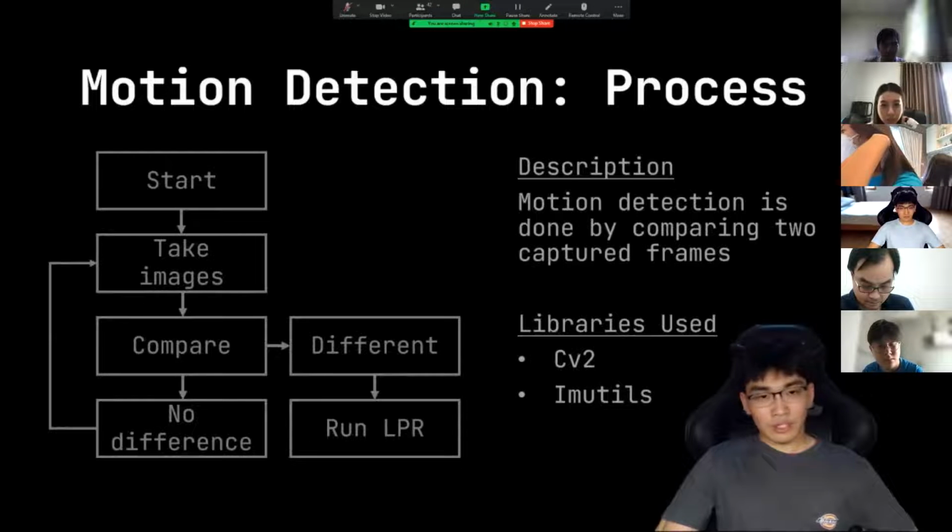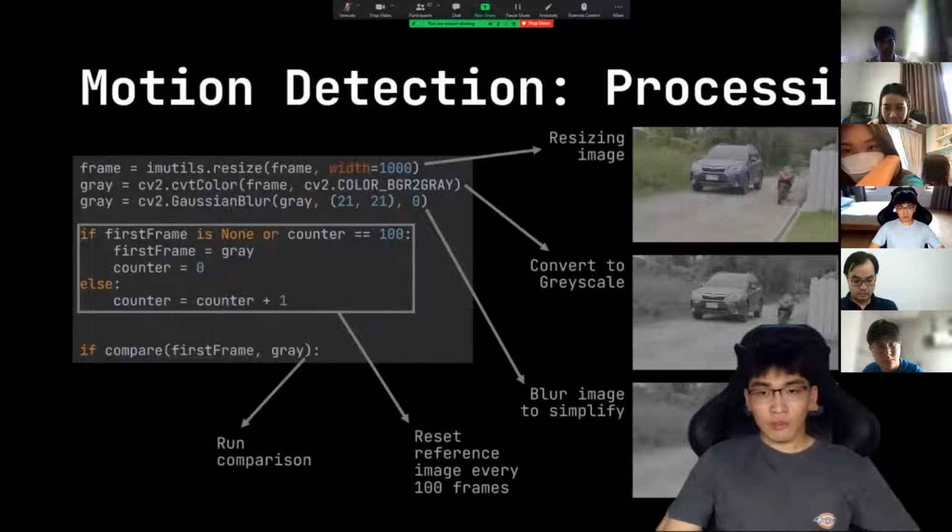So the flowchart goes like this. At the start, it takes images and compares them. If there's no difference, then it keeps taking images, and if it finds a difference, then it runs the license plate recognition program. So next is the code for motion detection.